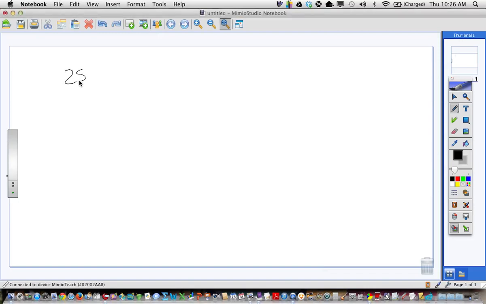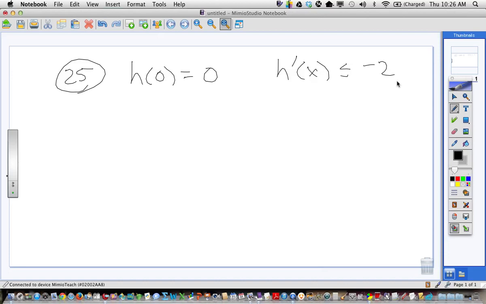25. Okay, 25 was the speed limit law. They said that h of 0 was 0. Is that right? And is that what they told me? Yeah. And that h prime of x is always less than or equal to -2. Now that means it could be -3, -4, -5, right? Those kind of things. So that means that's the slope. So that means I could be going over 1, down 2. Or maybe over 1, down 3, or over 1, down 4, right? That's what I've learned from this right here.